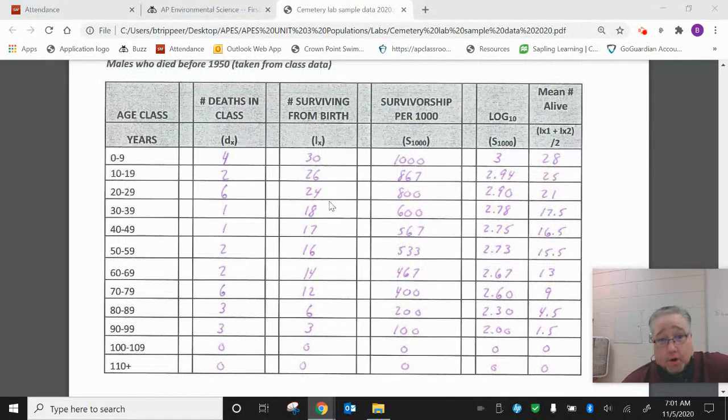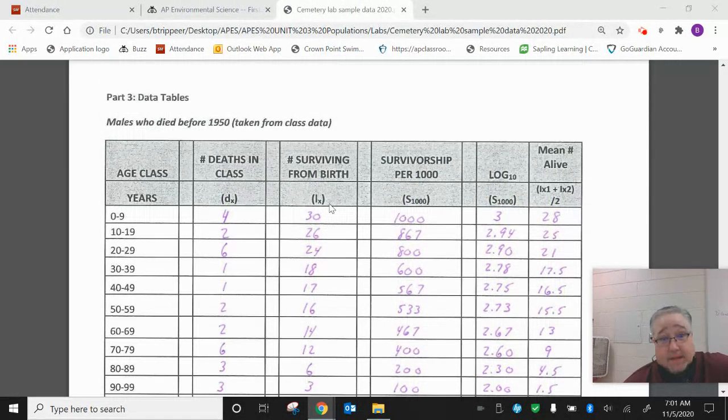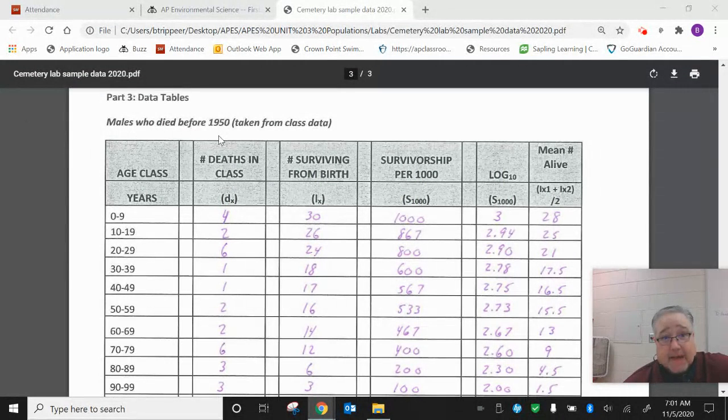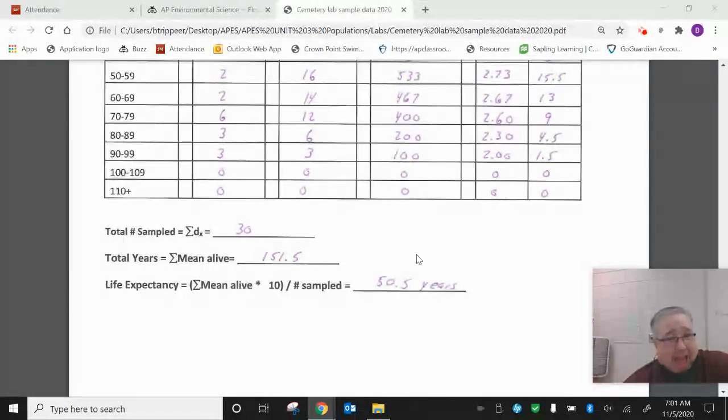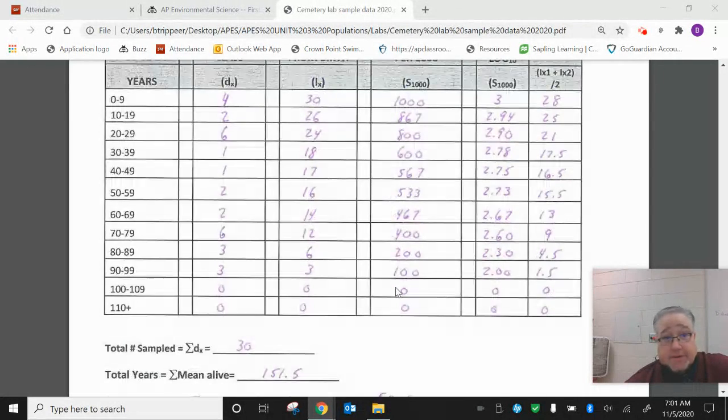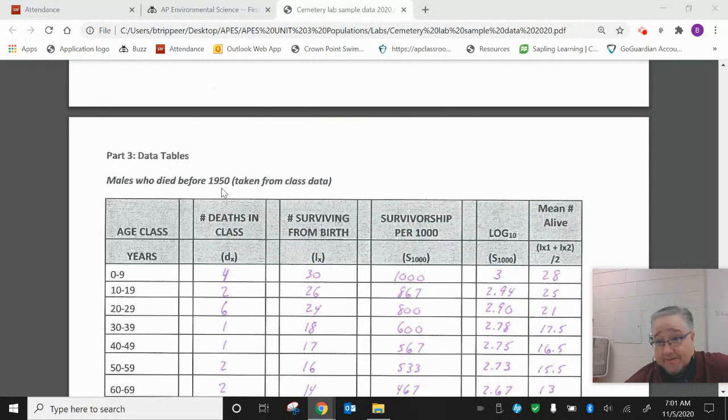So this cohort group of the data that we collected, these are males who died before 1950, their life expectancy was 50.5 years. Now, is this the actual life expectancy of all people who died before 1950? Probably not. But we're going to use this number to compare it to our other 3 groups. For example, the next chart you're going to do is females who died before 1950. So you can look and see what the life expectancy was of males versus females.